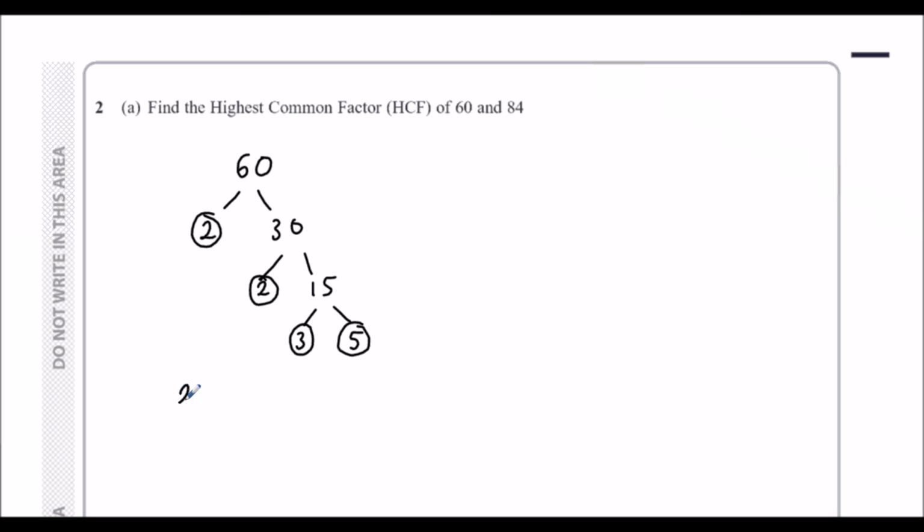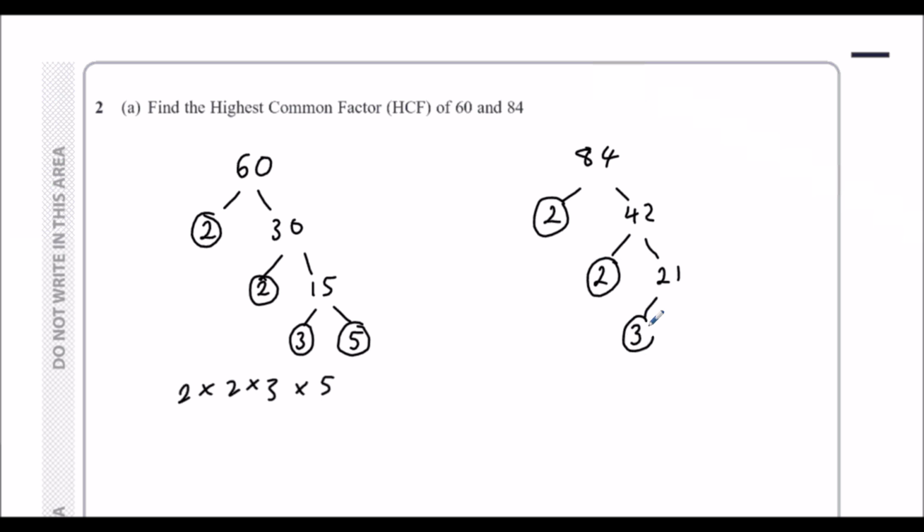So 60 is 2 times 2 times 3 times 5, and we can do the same for 84. 84 is 2 times 42. We can't break 2 down anymore, but 42 is 2 times 21. 2 is prime, and 21 is 3 times 7. So 84 is 2 times 2 times 3 times 7.